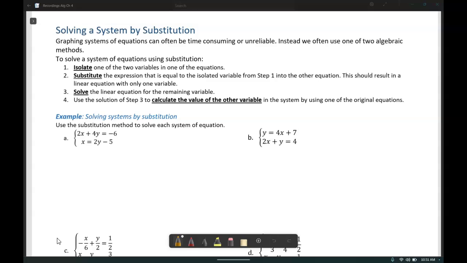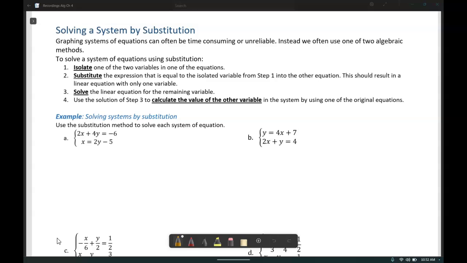The first of those algebraic methods is solving by substitution. The process for solving by substitution requires first isolating one of the variables in one of the two equations. And once we've done that, we can then substitute the expression that is equal to the isolated variable into the variable for the other equation, and this leaves us with a one variable equation that we can then solve. Once we've solved for the remaining variable, we can use it to substitute into one of the other two equations in order to find the solution to the system.